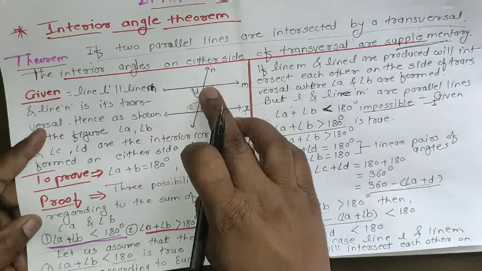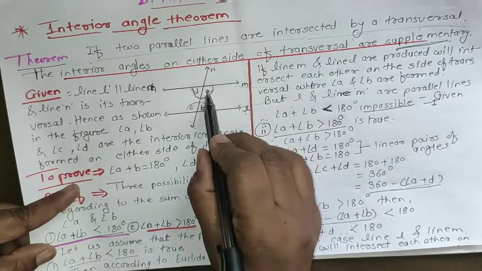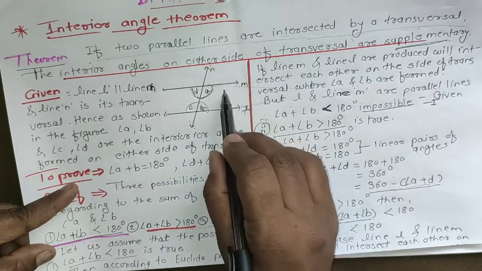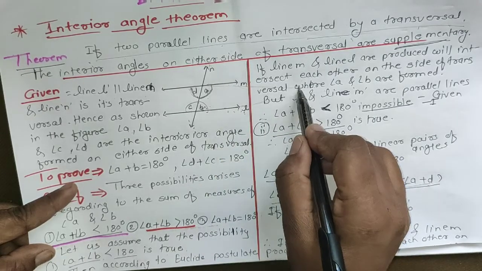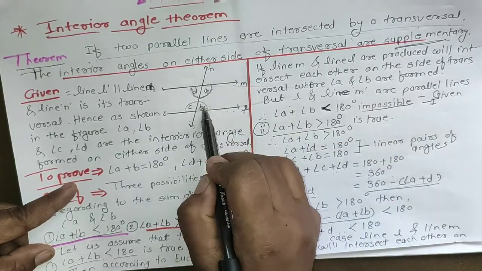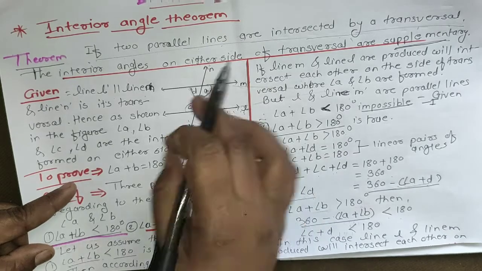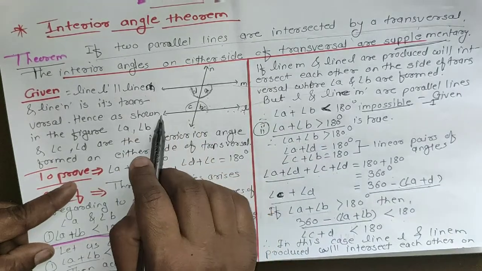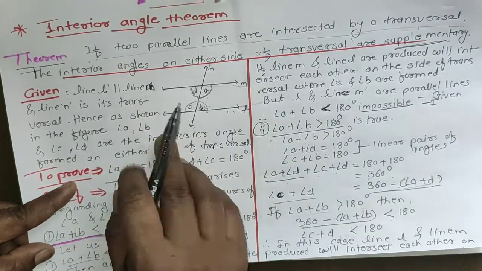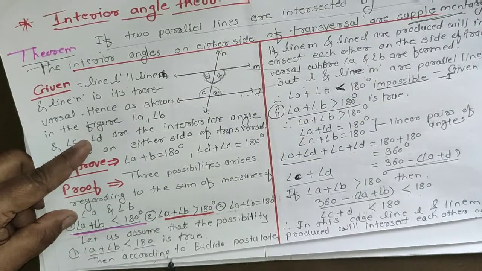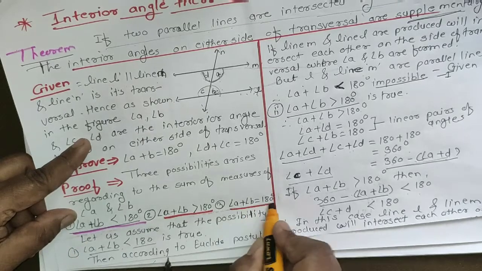Okay, so first what we saw is that if A plus B is less than 180, then these lines intersect towards the right side. And if A plus B is greater than 180, then these two lines, M and L, intersect each other towards the left side of a transversal. Now the third condition is left, which is our third statement, that is A plus B is equal to 180. Now we will think about it.